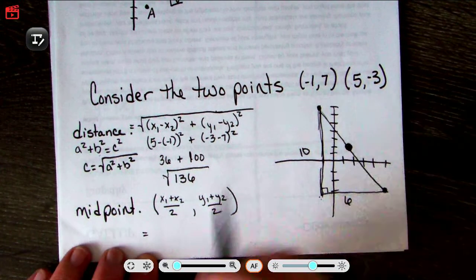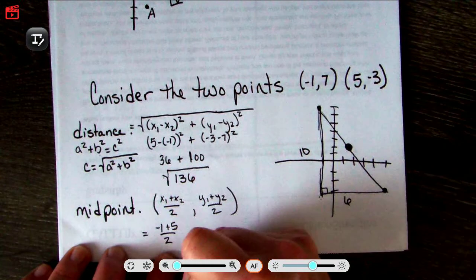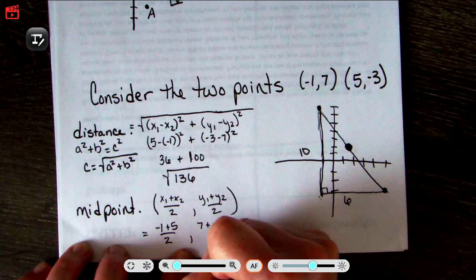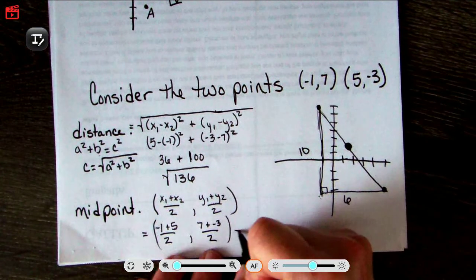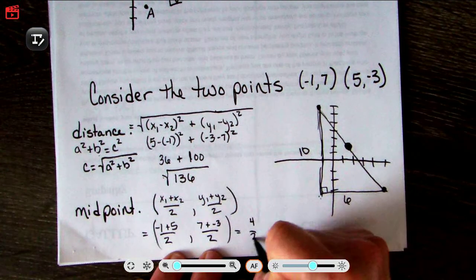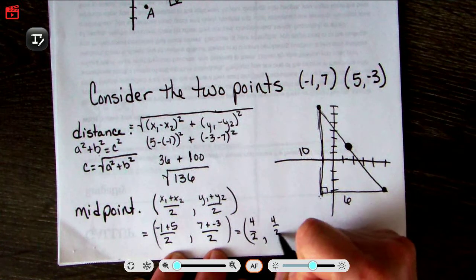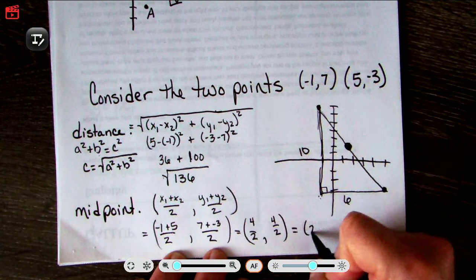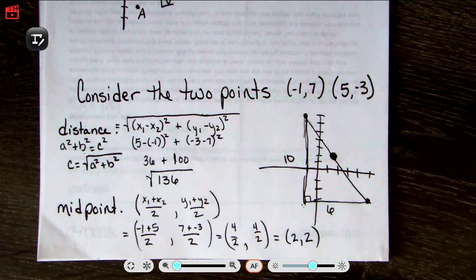So here we're going to take that negative 1 plus our 5 divided by 2, and our 7 plus that negative 3 divided by 2. Or 4 over 2 and 4 over 2. So the point 2, 2. That's pretty close. My scale is a little off, but if I had drawn it on nice paper, I'm sure it would have looked a lot better.